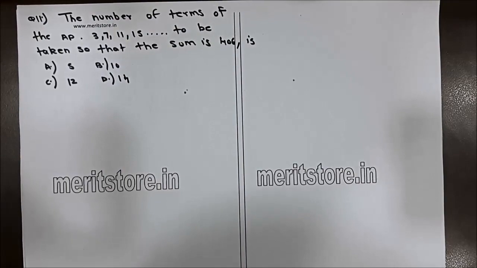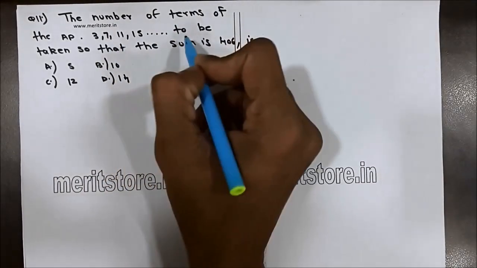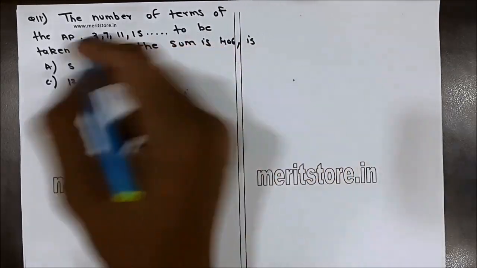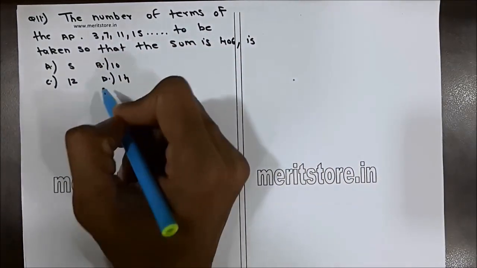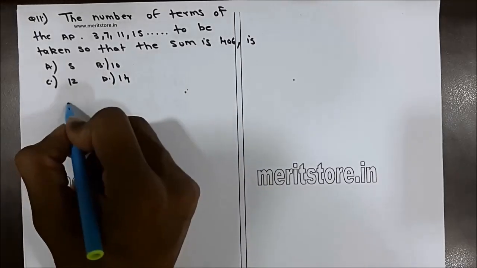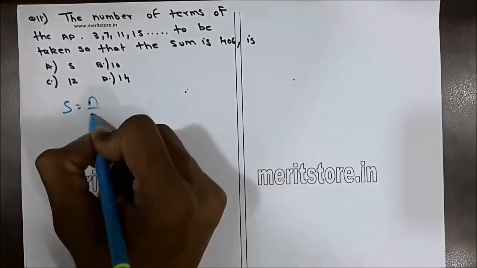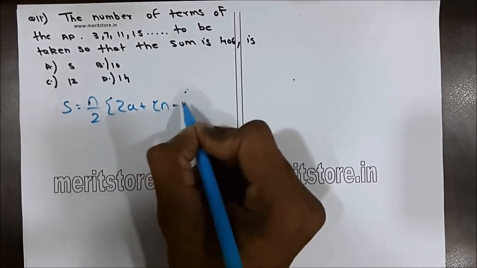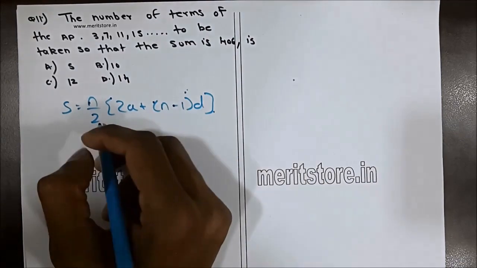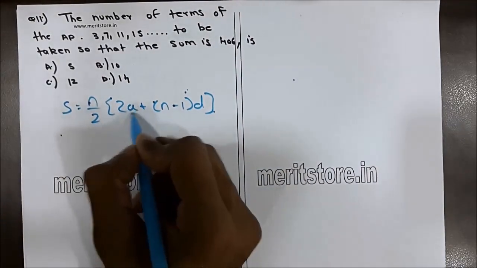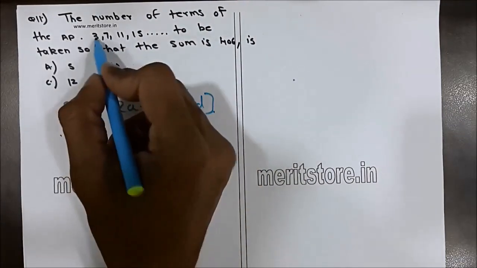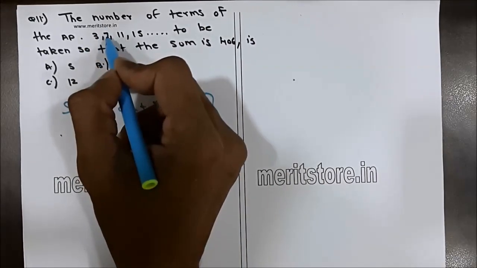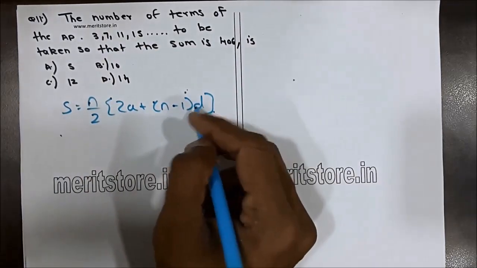Question 11. The number of terms of the AP 3, 7, 11, 15 to be taken so that the sum is 406 is, we have four options: A 5, B 10, C 21 and D 14. We have the formula for the sum, that is n upon 2 times (2a plus (n minus 1) d). We substitute the values. We know that a, the first term, is 3, and the common difference d is 7 minus 3, which is 4, that is 11 minus 7, which is 4. So the difference is 4.